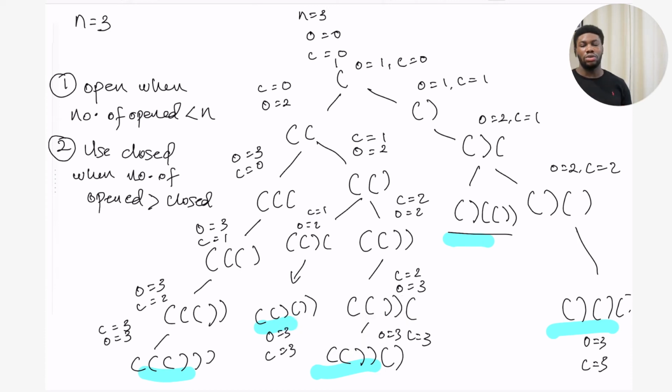Turning this into code, we need to keep track of two variables: the number of opening brackets and the number of closing brackets that we've used. We can then apply our rules to make sure that we're only opening or closing a bracket when we have to, and we need to keep track of these variables so that when they're equal to n, we know that we have created a possible scenario and add that to our list. Let's take a look at the code.